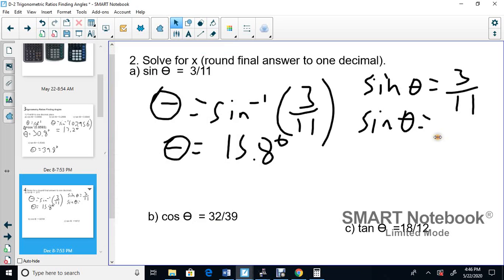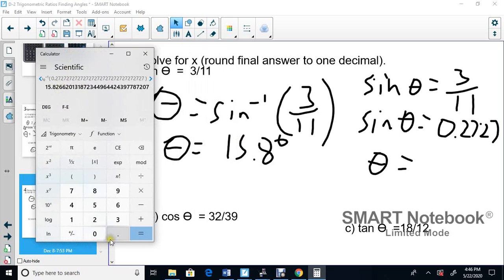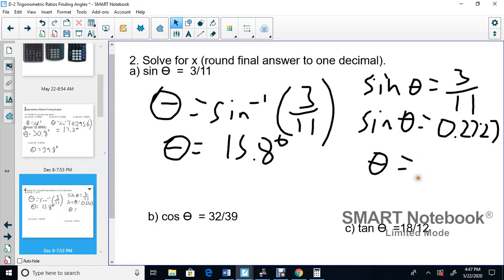You get 0.272727. Okay, 0.2727, and then they go second sine, and then they go, okay, now I've got my answer here, and they get the answer 15.8 degrees. So if I clear it, I'll do it again. First you put the number in, 0.2727, and then you go here, second sine, and you get your answer 15.8 degrees. Either way you do it is fine, 15.8 degrees.